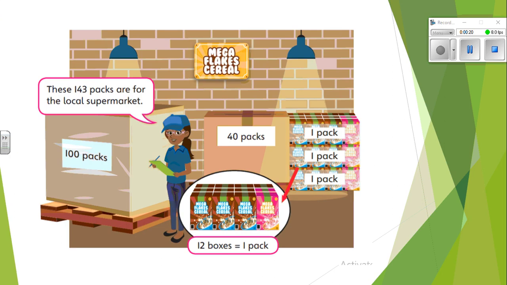Okay then Year 5, let's just have a look at this quickly. So, these are 143 packs for the local supermarket. And we can see at the bottom here that each pack has 12 boxes in. So I want you to have a little think about how you could work out how many boxes there were altogether. We know there are 143 packs and we know there are 12 in each pack. How can we work out altogether? Okay, of course our answer is 143 times by 12. Work out how many boxes we've got in total.